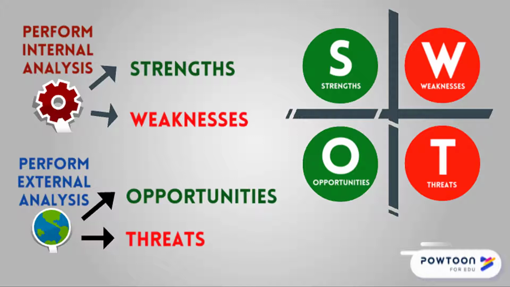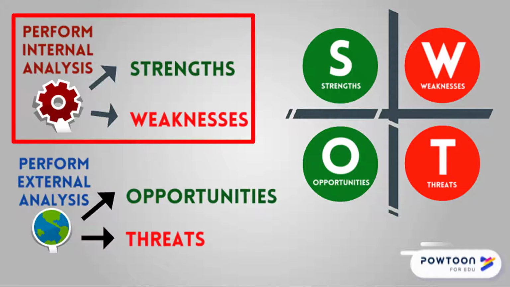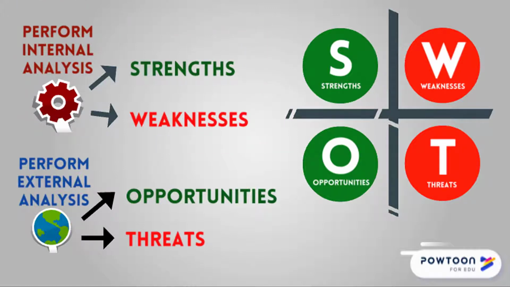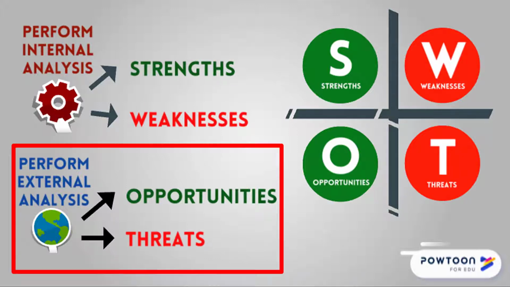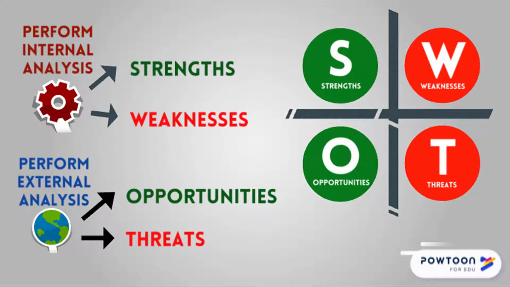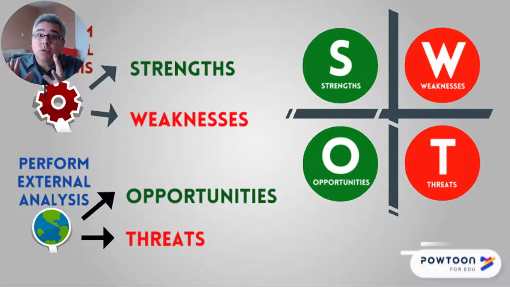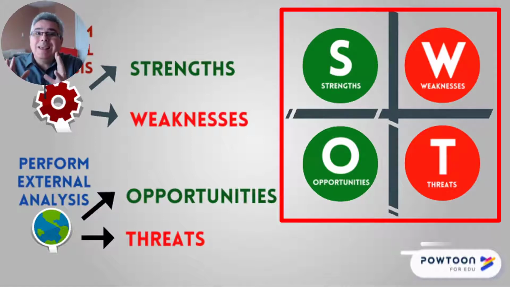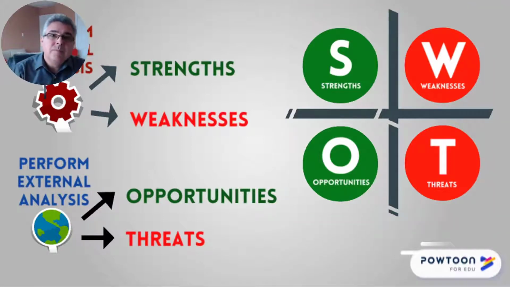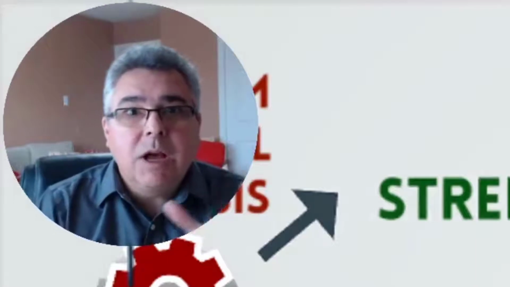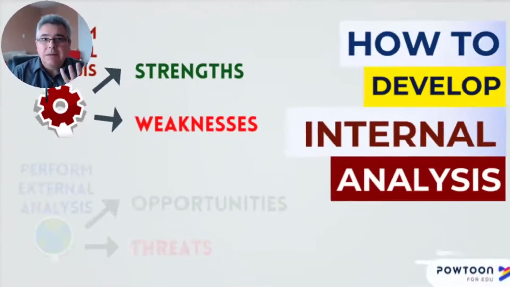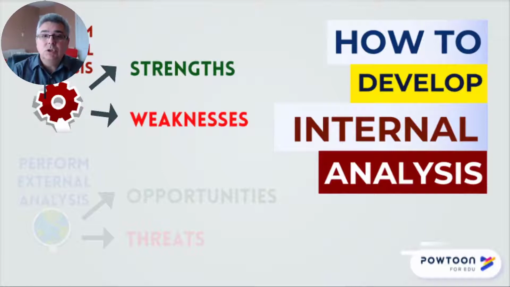We have a process to conduct an internal analysis, in which you'll be looking for the strengths and weaknesses of the company, and the external analysis, in which you'll be evaluating the business landscape and the competitive environment. Going direct to the SWOT analysis diagram is wrong. So how to develop an internal analysis? That's the focus of this presentation.